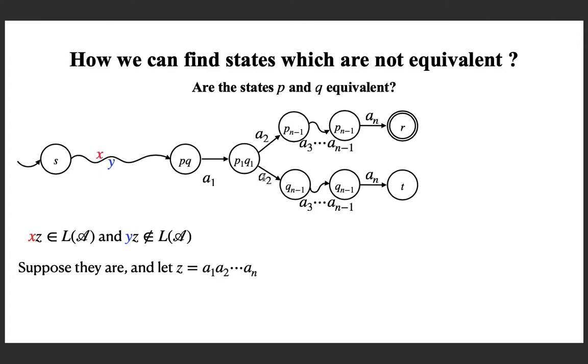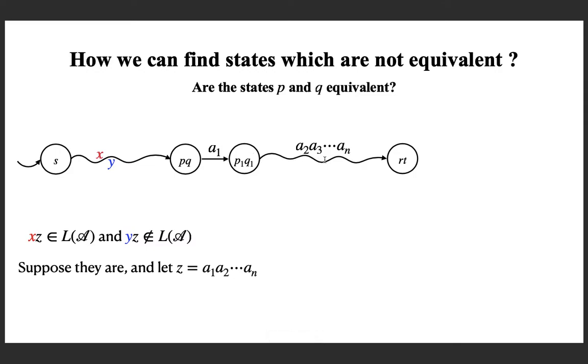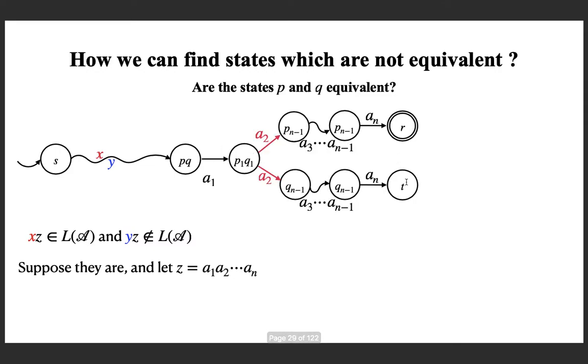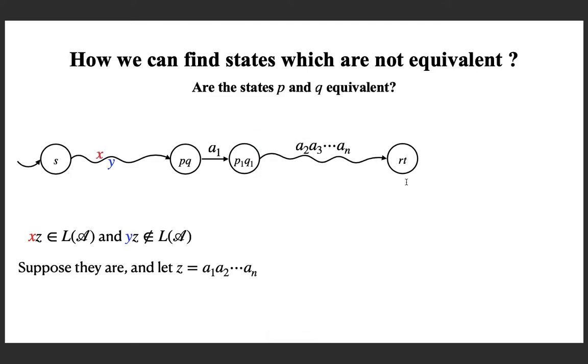Then the problem is getting transferred to here. Now, A2 is having two transitions from P1 Q1 and this will continue until you merge all the subsequent pairs of states until you reach RT. So, this is what you will obtain if you decide to merge PQ or decide PQ as equivalent. Now, see, this is the path.